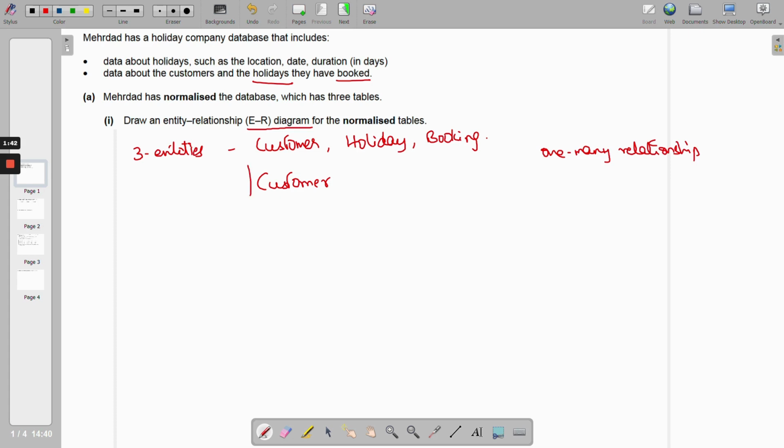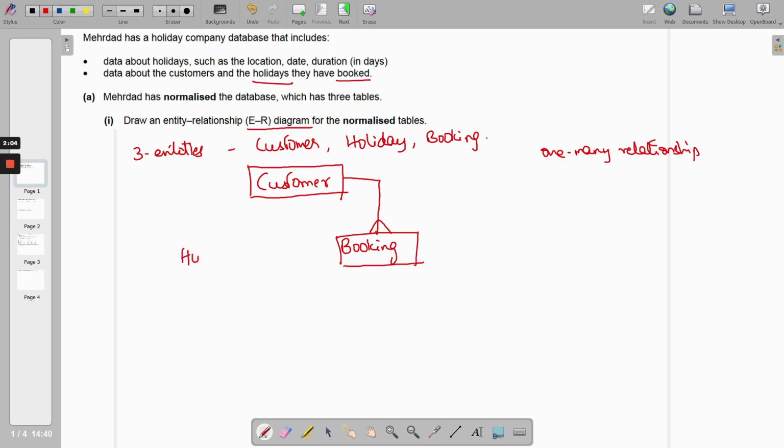So if I take the customer entity here, entities are generally represented using rectangles, and if I take the booking here, so between these two entities we would be having a one to many relationship. This is how we represent the one to many relationship.